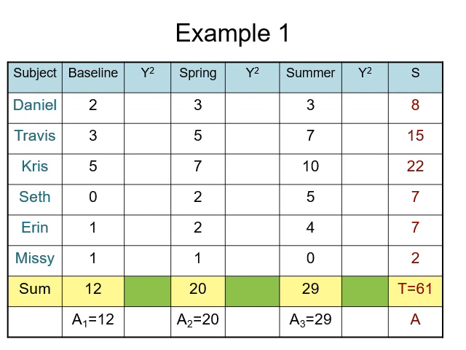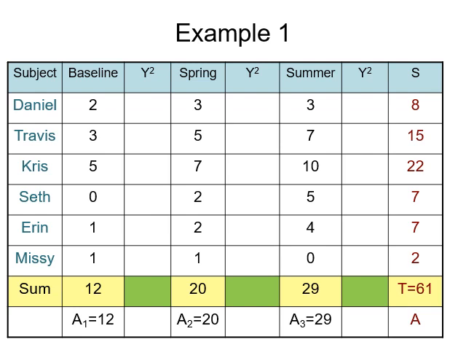So the first thing we need to do is calculate A. A is simply the sum of the actual individual scores at each time. So A1 is for the baseline. It's 2 plus 3 plus 5 plus 0 plus 1 plus 1. It's that second column. Our A1 is 12. Our A for the second group is 3, 5, 7, 2, 2, 1. In this case, it's 20. And finally, for summer, our A is 3, 7, 10, 5, 4, 0: 29.